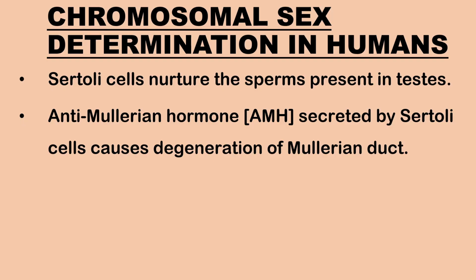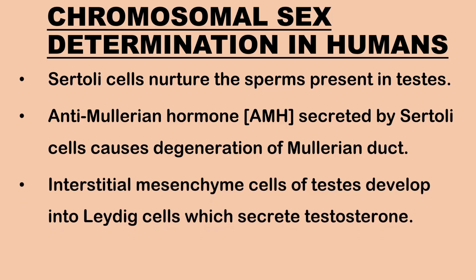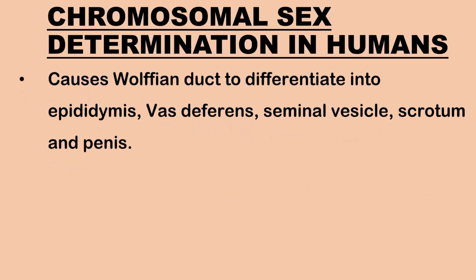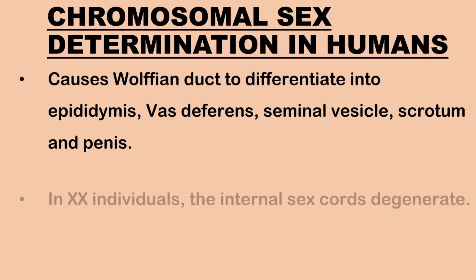Anti-Mullerian hormone, AMH, secreted by the Sertoli cells causes degeneration of the Mullerian duct or paramesonephric ducts present in the embryo. The interstitial mesenchyme cells of the testis develop into the Leydig cells which secrete testosterone, causing the Wolffian duct to differentiate into epididymis, vas deferens, seminal vesicle, scrotum, and penis.